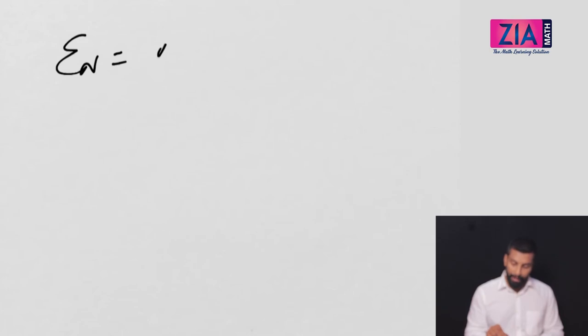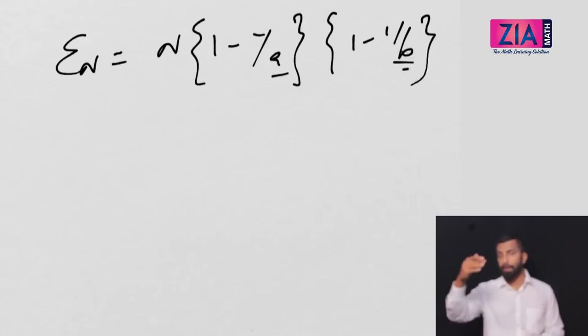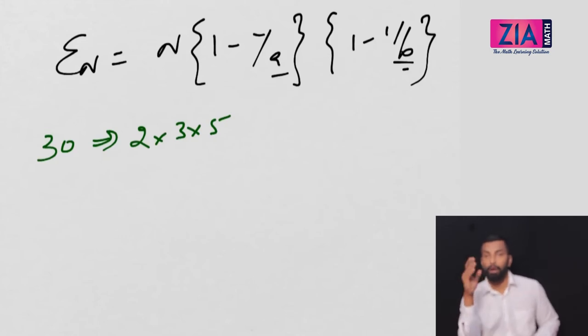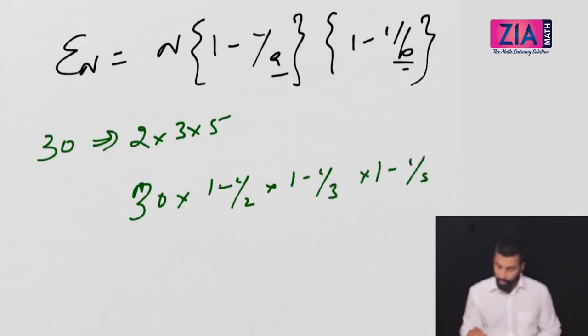To find Euler's number, it is n into 1 minus 1 by a into 1 minus 1 by b, where a and b are the prime factors. So if a, b, c are there, for example, 30, its factors are 2 into 3 into 5. Then n into 1 minus 1 by a into 1 minus 1 by b into 1 minus 1 by c. That means n is 30 here, into 1 minus 1 by 2 into 1 minus 1 by 3 into 1 minus 1 by 5.